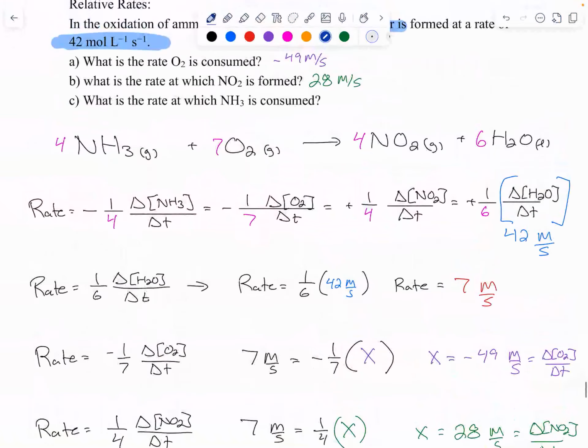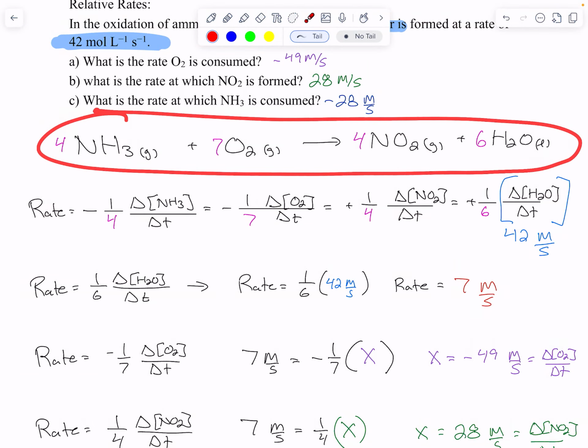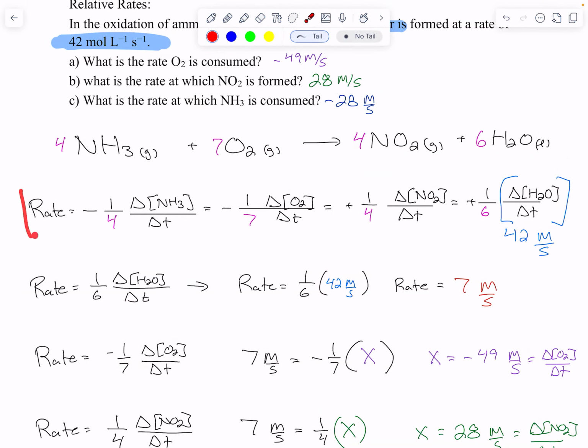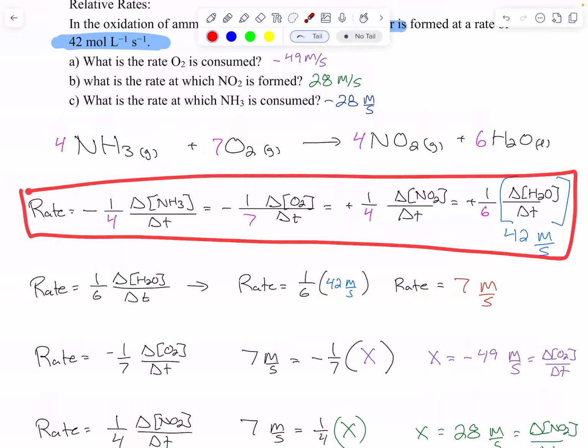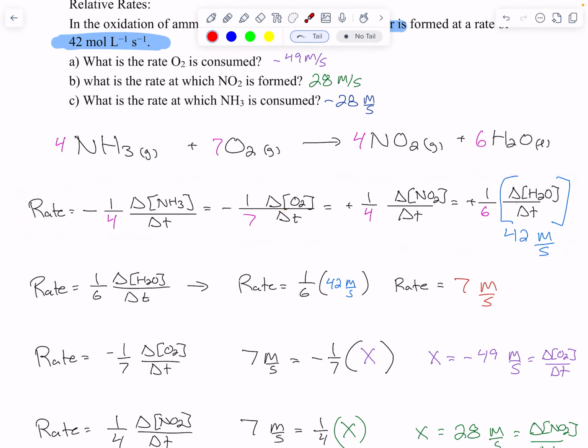All right. So that is how we do relative rates. My recommendation always is to write out this balanced chemical equation. Always write that out. Then have this done, so you know how the rates compare to each individual thing. Then take whatever information you're given. In this case, we're given water. You could be given this one. You could be given the rate of the reaction. Whatever you're given, and then you can find what the other rates are relative to what you're given.